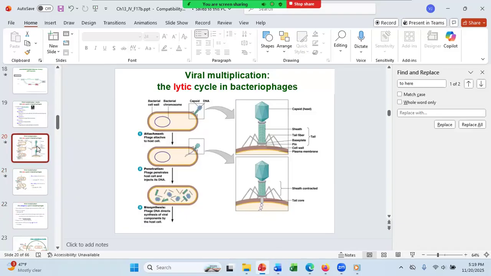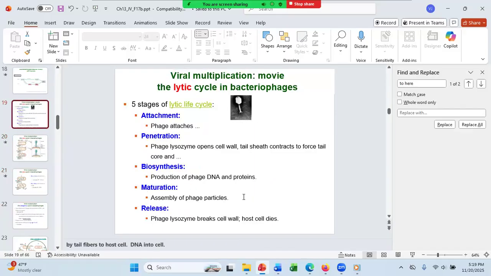Maturation, where the viruses will be assembled. And like I said, there is a viral enzyme which stuffs the viral genome into the newly formed protein coat. And remember that the virus can sometimes make a mistake, and instead of putting in the viral genome, it can put in a piece of the host genome. That doesn't happen very often, but it does happen.